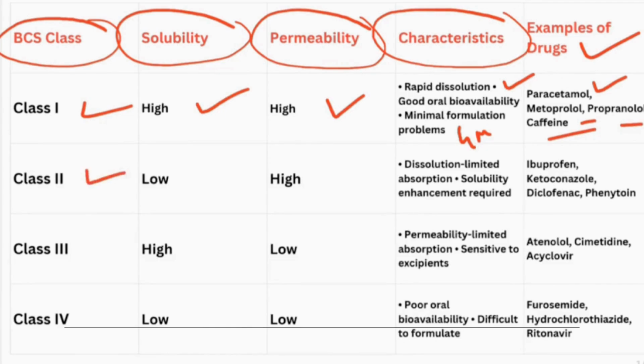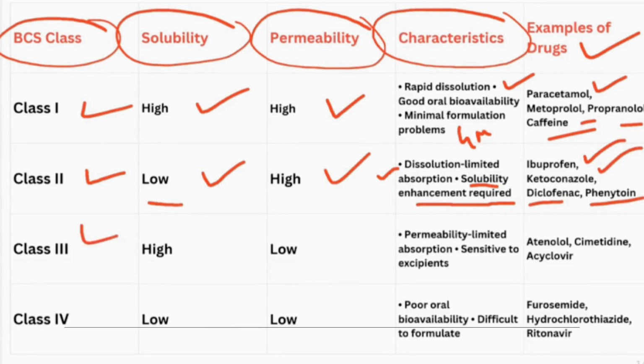Then class 2, here the solubility is low but permeability is high, and there is a problem with the absorption because the solubility is low. In the formulation we need to enhance the solubility by using solubility enhancement techniques. Examples for this category are ibuprofen, ketoconazole, diclofenac and phenytoin.